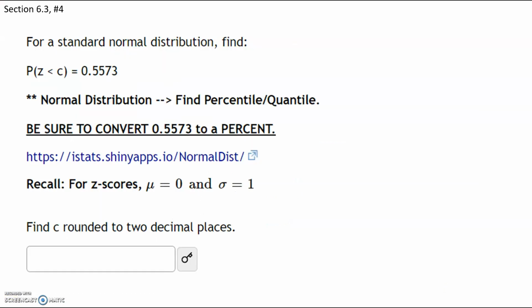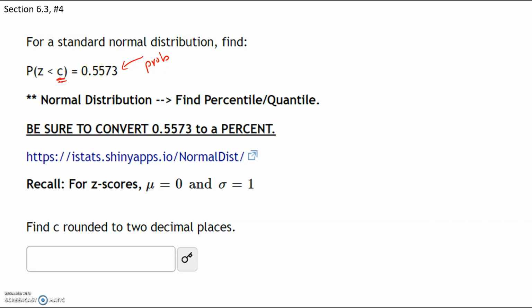Okay, so this problem says for a standard normal distribution, find the value of C for which the probability of Z less than C is equal to 0.5573. Now first of all, this here is the probability, and we're trying to find out which value of C will yield this probability.